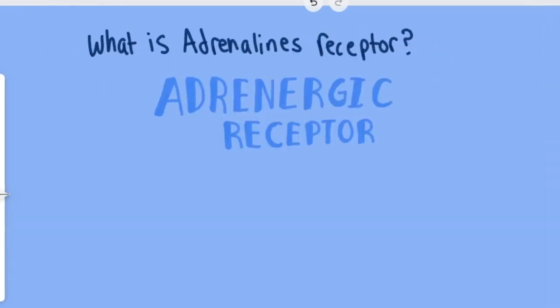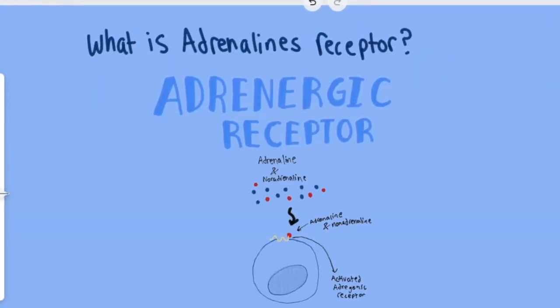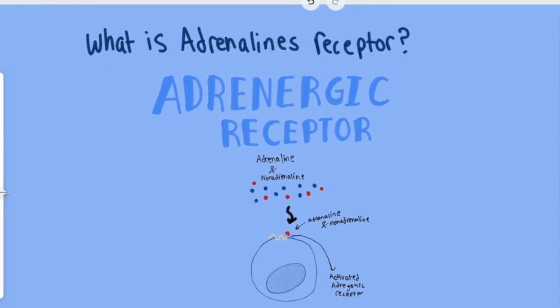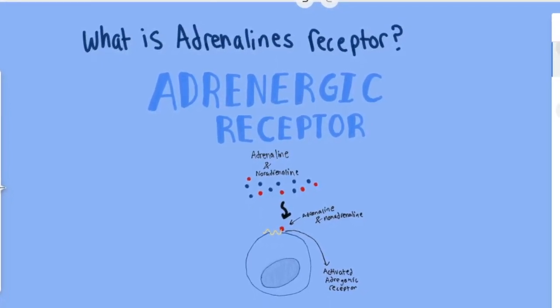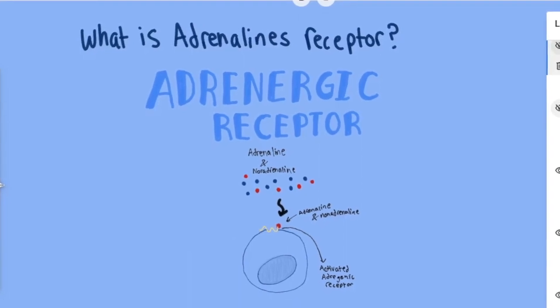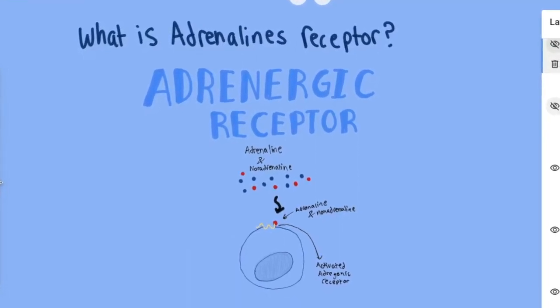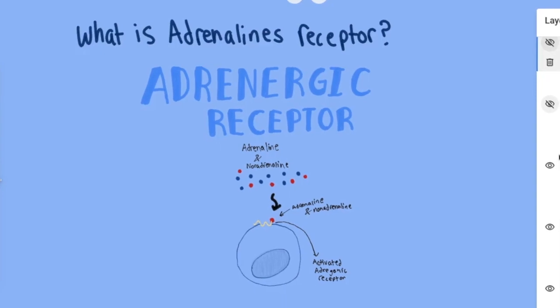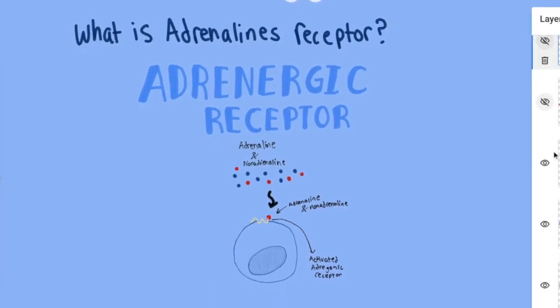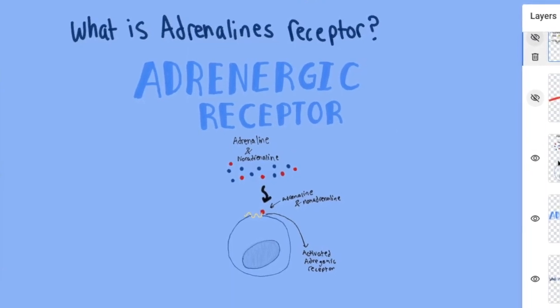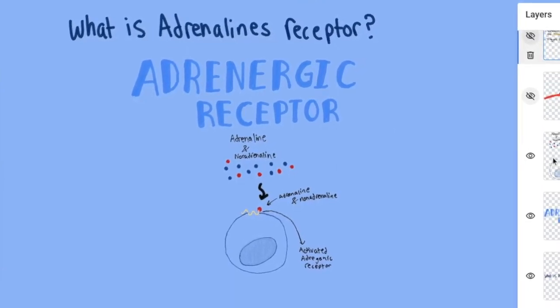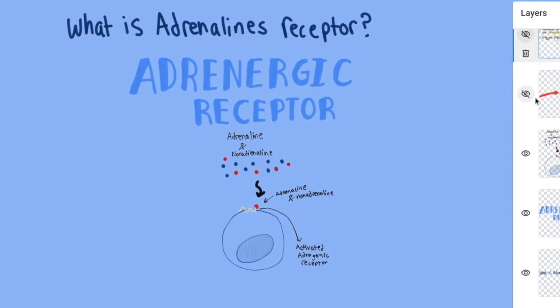What is adrenaline's receptor? Adrenaline's receptor is called an adrenergic receptor, which is a class of G-coupled receptors that target adrenaline. Adrenergic receptors are like special proteins on the surface of cells that can grab onto two catecholamines called noradrenaline and adrenaline. These catecholamines are released when your body's fight or flight response is activated.